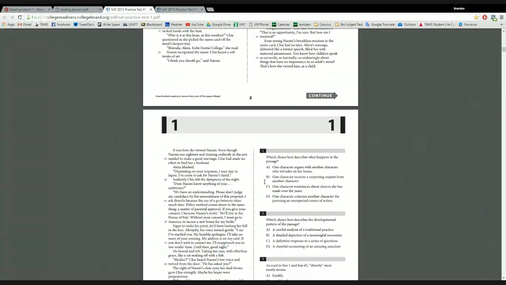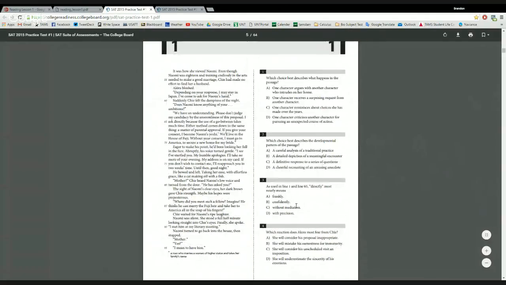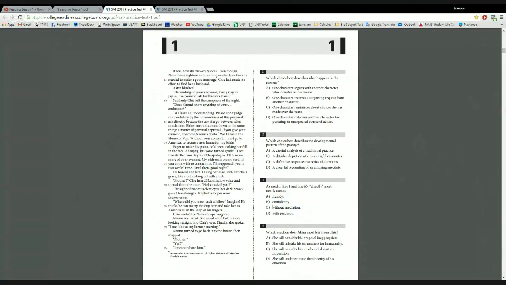So given that, what does a go-between most likely mean in the context with directly? It actually doesn't mean frankly, no; confidently, no; without mediation, yes. You're basically skipping a step, so that's what the go-between is doing. Instead of going directly, he uses a go-between. So it's without mediation, answer C.